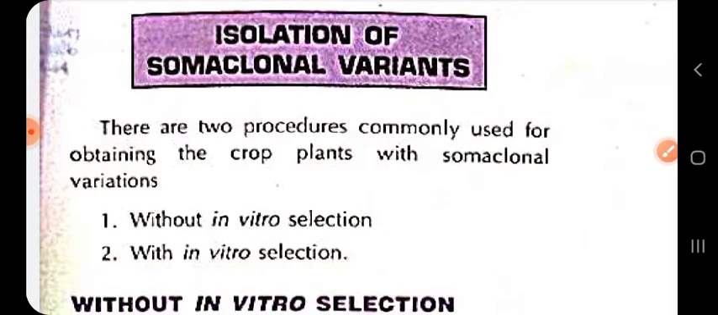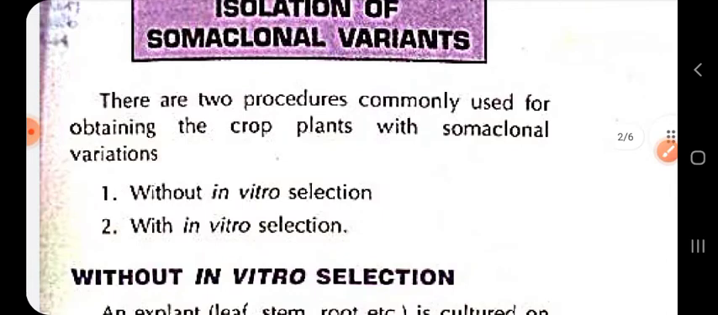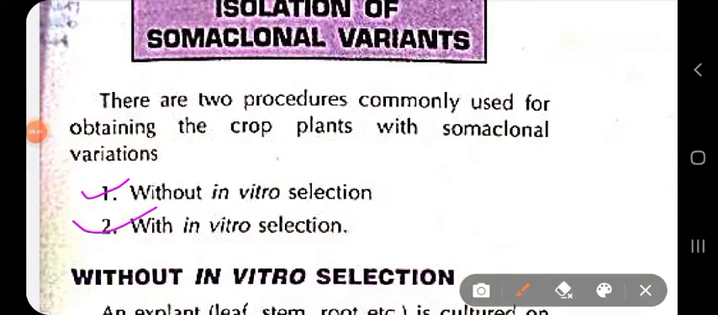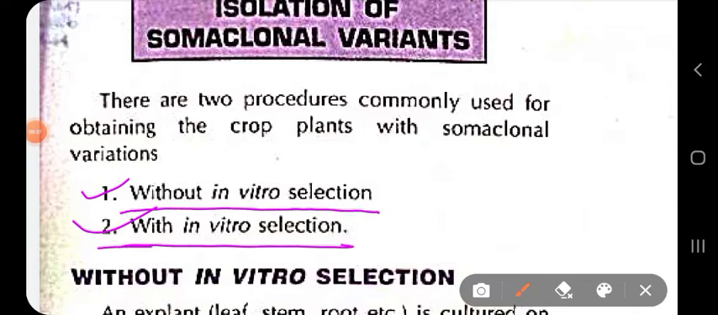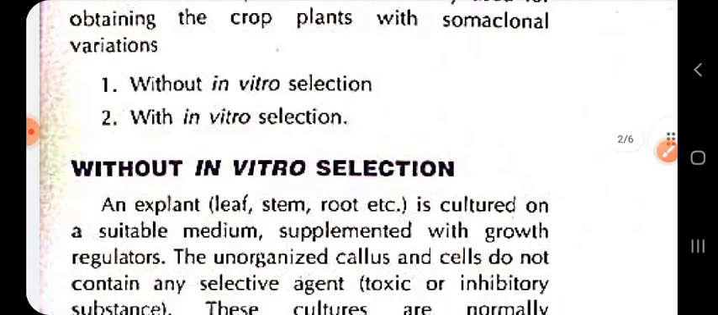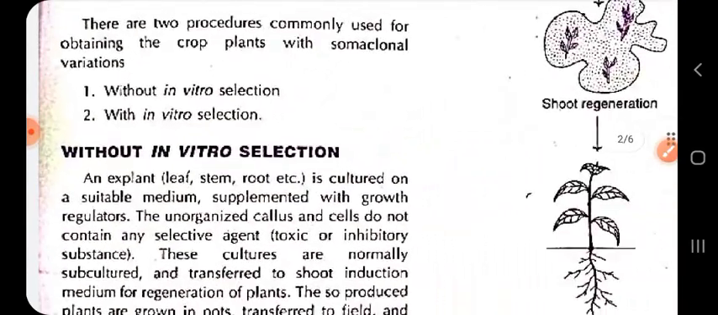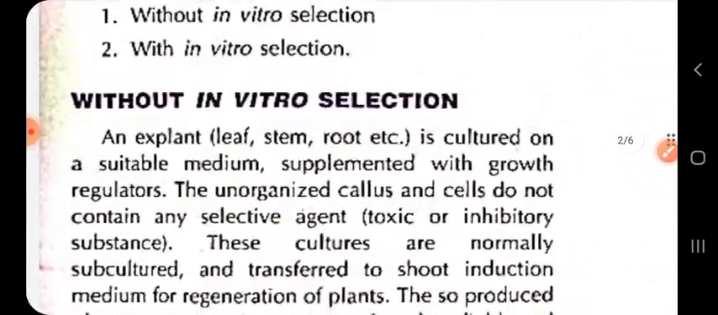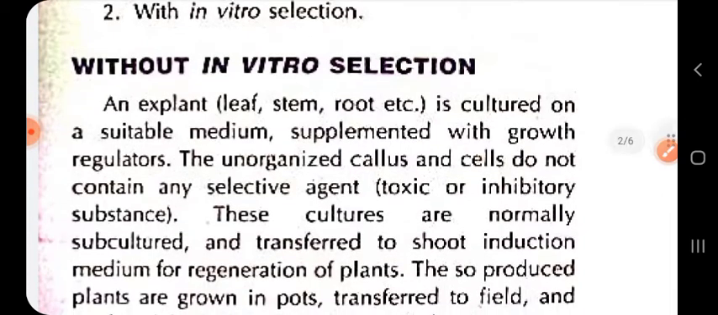So there are two procedures for somaclonal variation. One is with in vitro selection and another is without in vitro selection. Let us see how we can go for this somaclonal variation without in vitro selection first. An image has been given. We try to explain this without in vitro selection first.